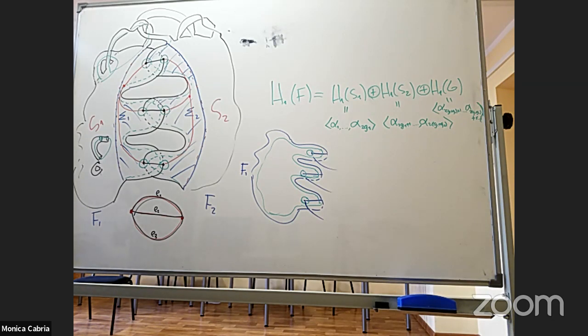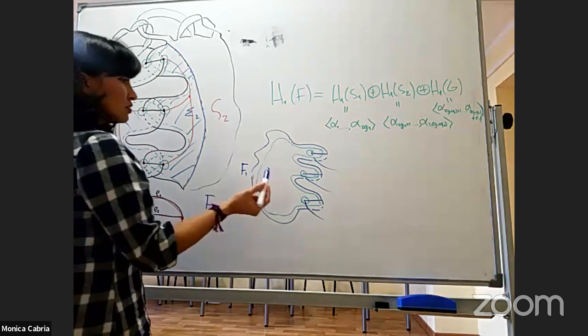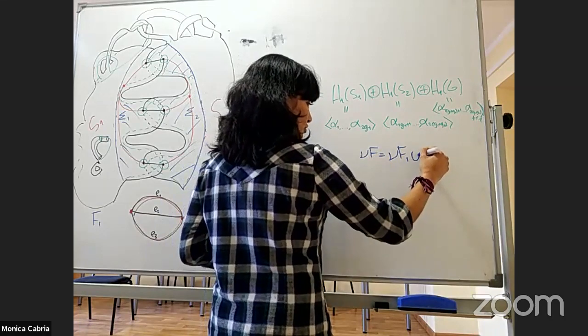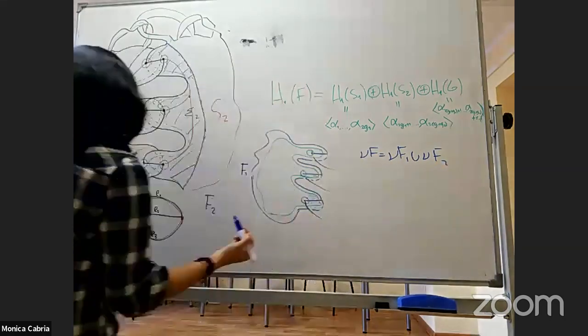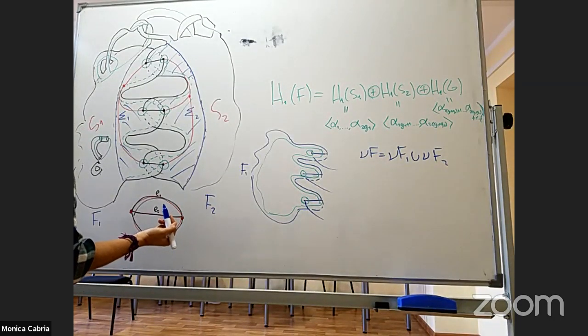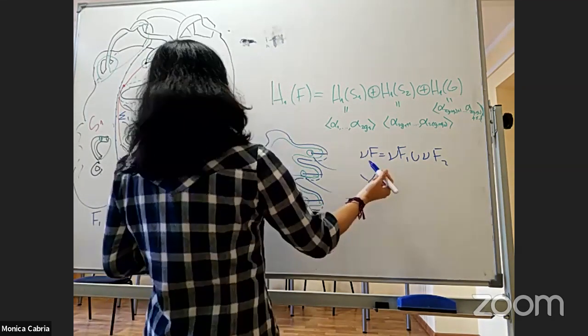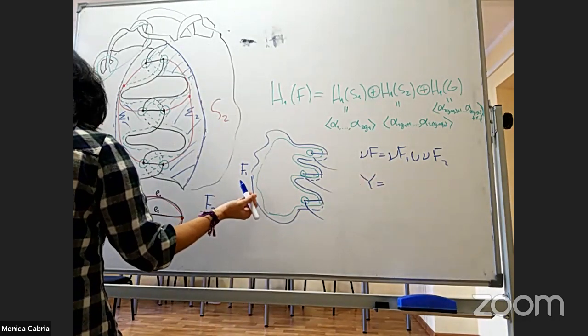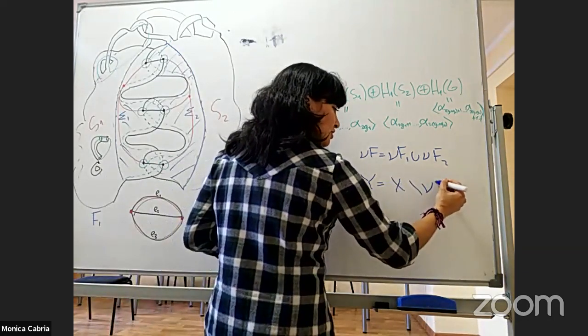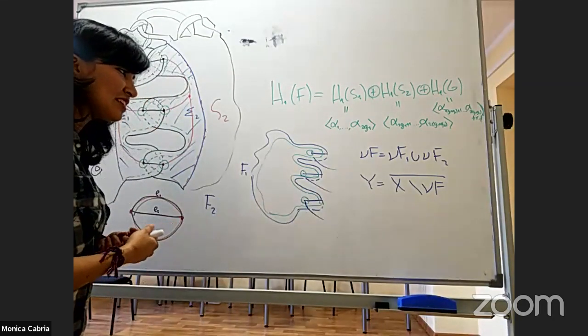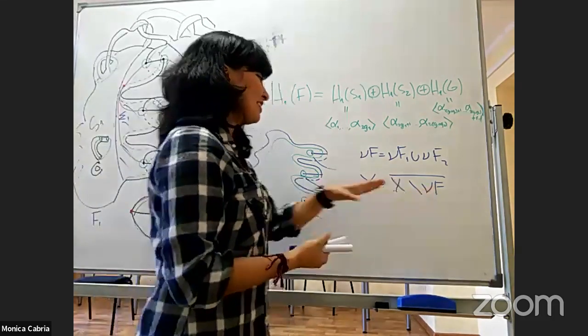So now we know what the neighborhood of F is. It's just the union of the neighborhoods of F1 and F2. And also we can take a Y, which is going to be X minus this neighborhood, and we close it. Remember that X was the complement in S3. And we have this neighborhood, which is a polar.